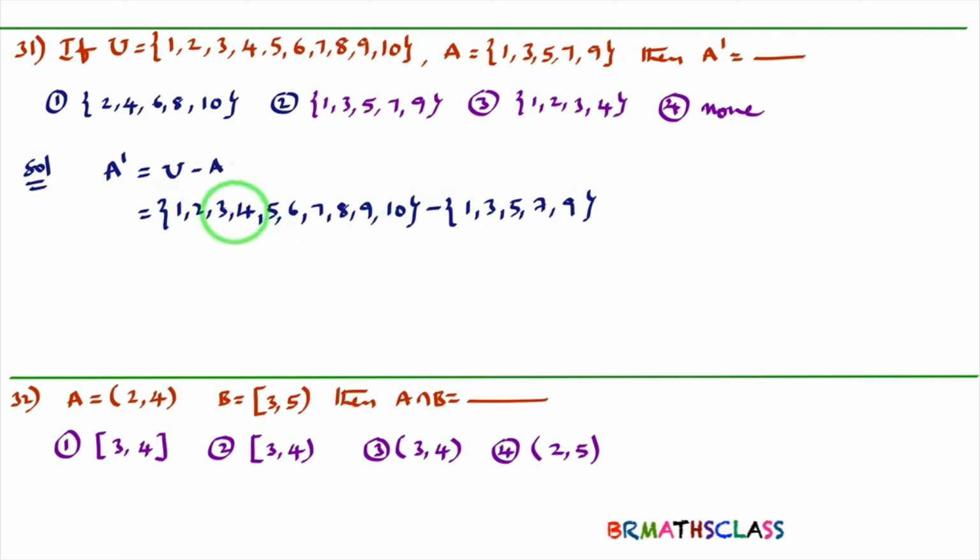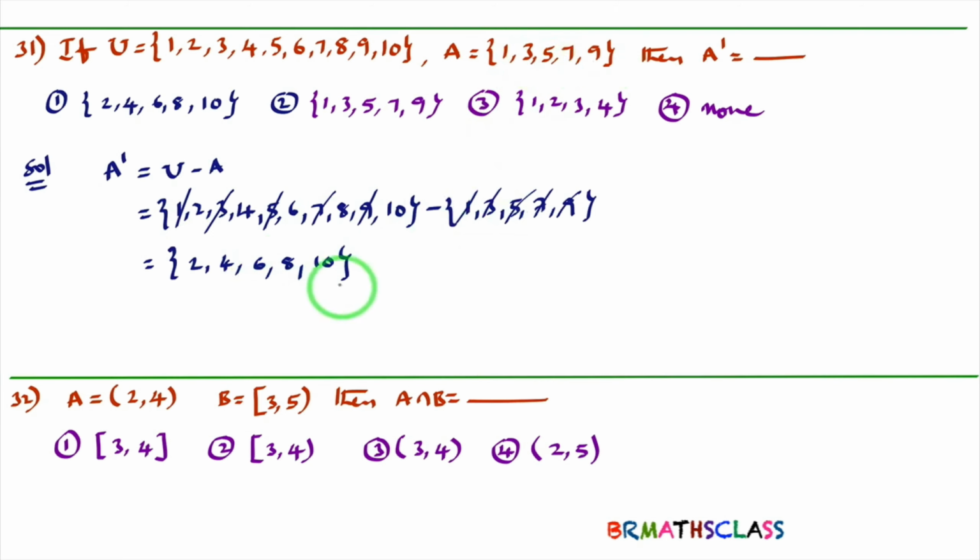First you identify the common elements. 1, 3, 5, 7, 9. These are the common elements in universal set as well as in A. We know that A dash means all the elements present in U but not in A. So you write all the elements present in universal set: 2, 4, 6, 8, 10. So these are the elements present in universal set. These elements are not in set A.